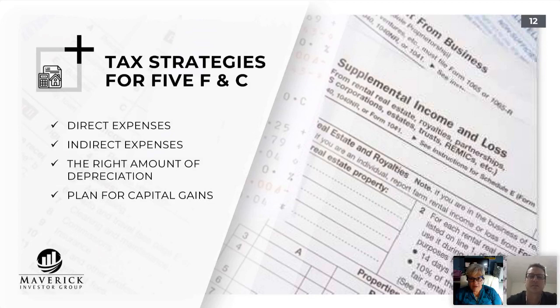Always take all of the deduction for your direct expense. Even if that were to create a loss, it doesn't matter. Take all of that deduction in your tax return. Second are indirect expenses.